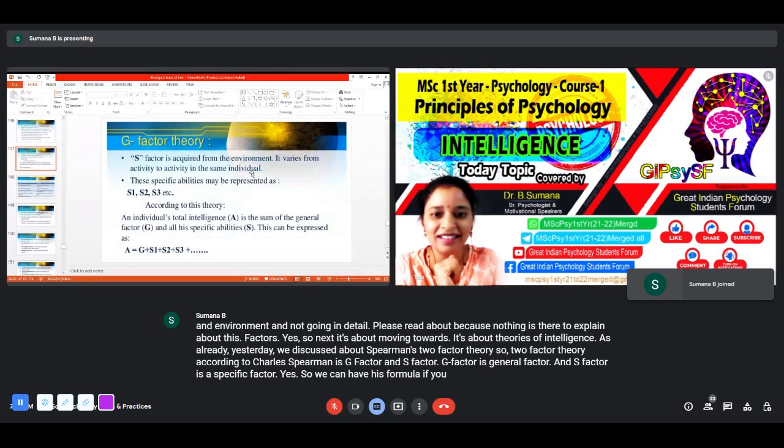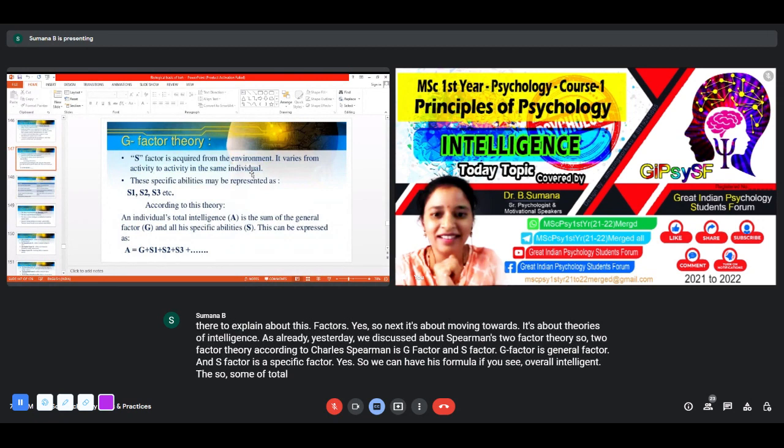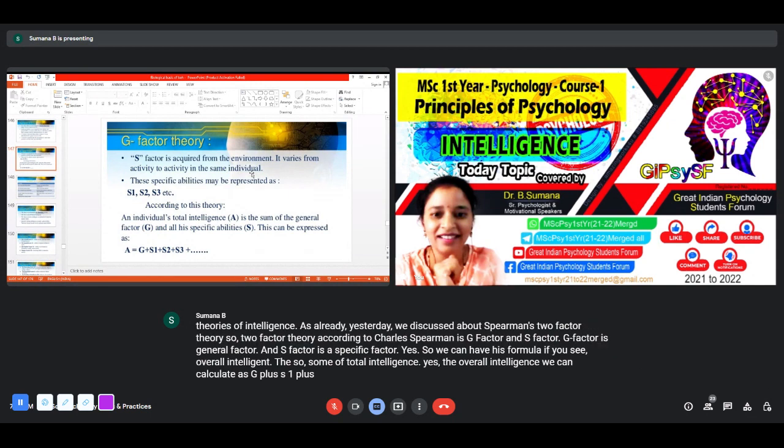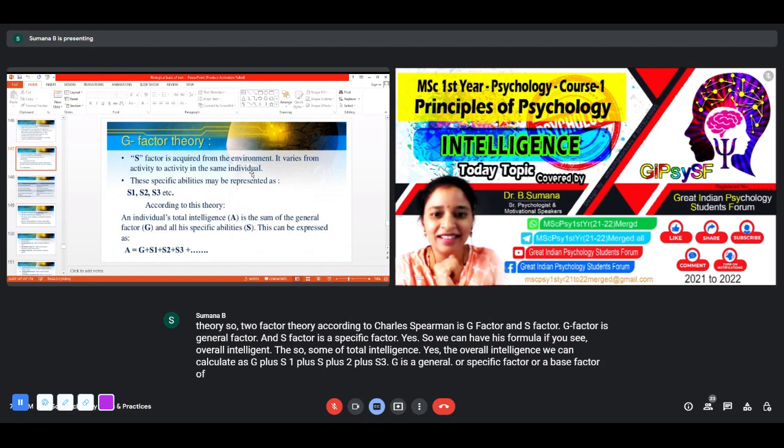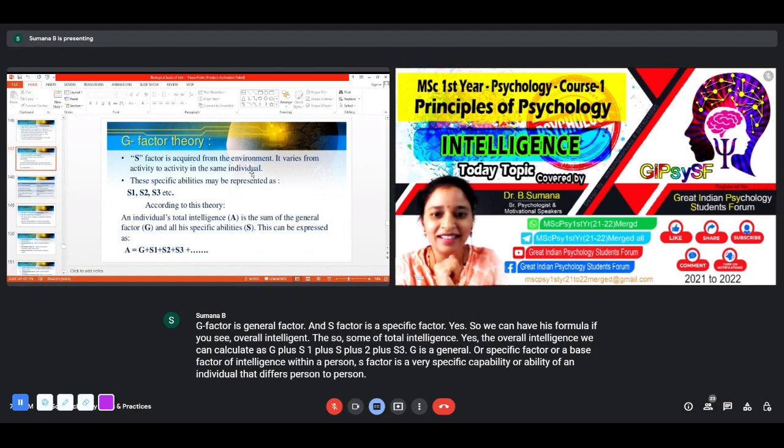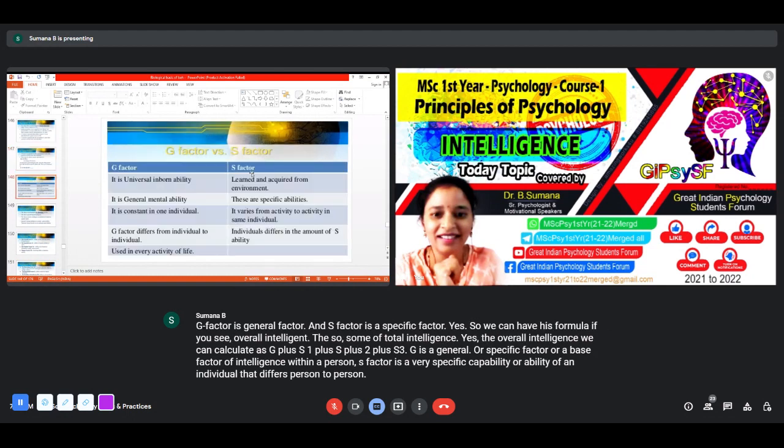If you see overall intelligence, the sum total of intelligence, we can calculate as G plus S1 plus S2 plus S3. G is a general or base factor of intelligence within a person. S factor is a very specific capability or ability of an individual that differs from person to person.